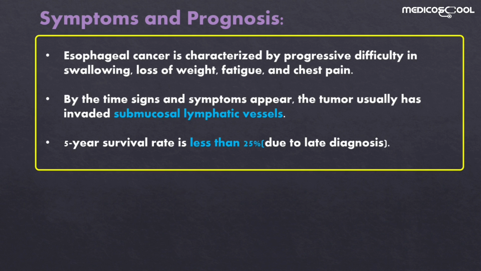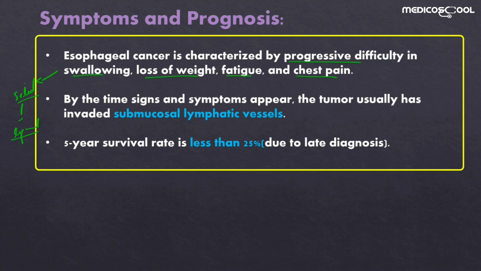Now, what will be the signs and symptoms of the adenocarcinoma of the esophagus? Esophageal cancer is characterized by progressive difficulty in swallowing, loss of weight, fatigue, and chest pain. Progressive difficulty in swallowing is mostly for solid substances at first, and then it progresses to liquids.